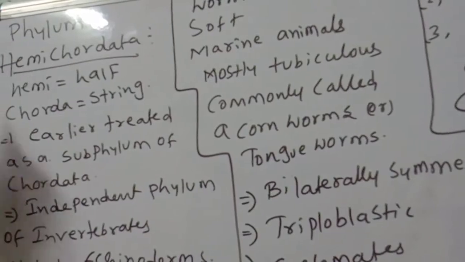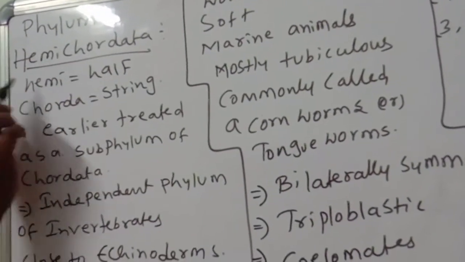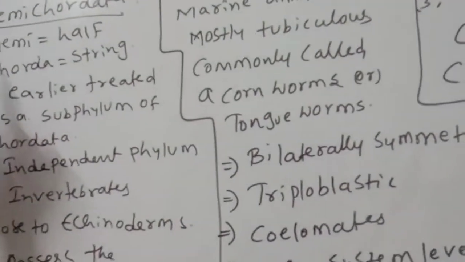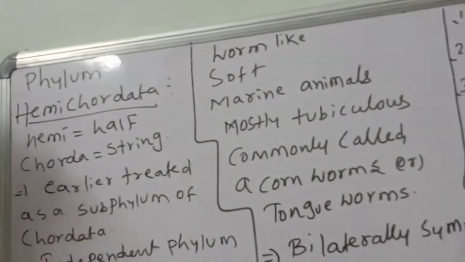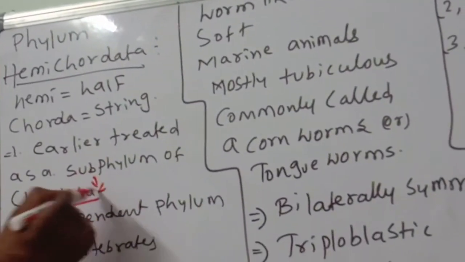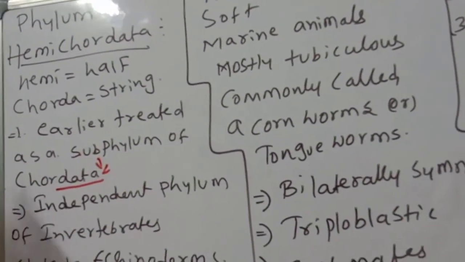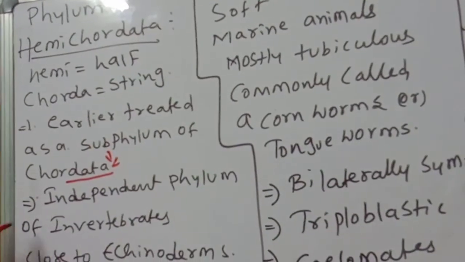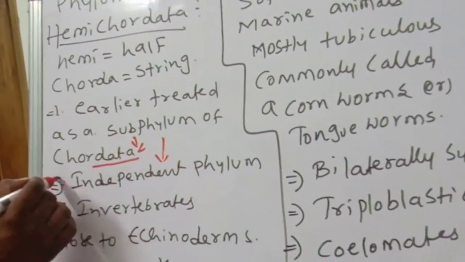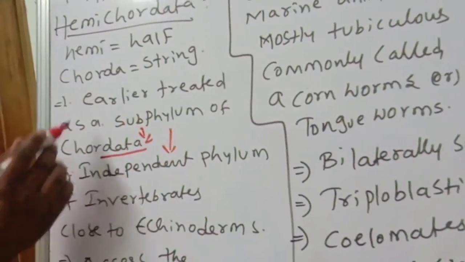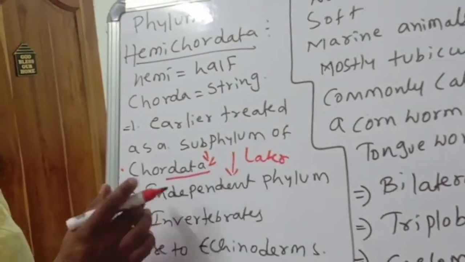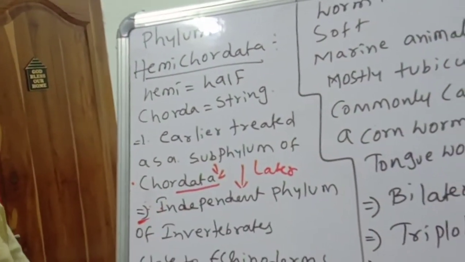So we are discussing the phylum Hemichordata. Hemi means half, chorda means string. The speciality of Hemichordata is that they were earlier treated as a subphylum of Chordata, but later they were converted into an independent phylum of invertebrates.